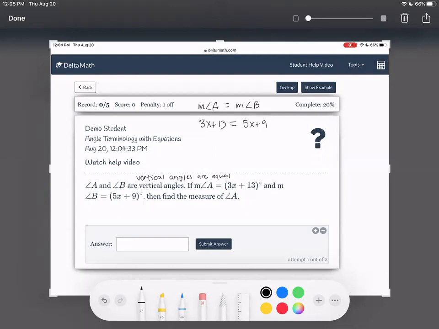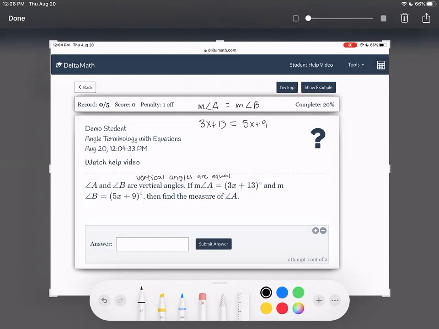Questions up till here? Okay. So remember, if you do have a question, you should tell me, otherwise I won't know. So from here, we can solve for x. So we want to solve for x first.